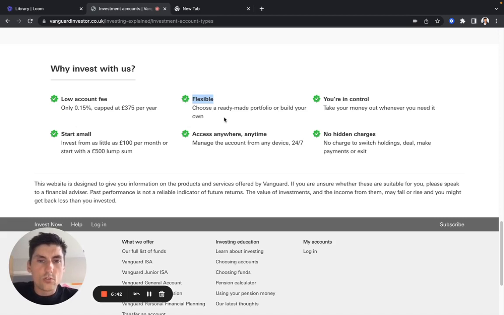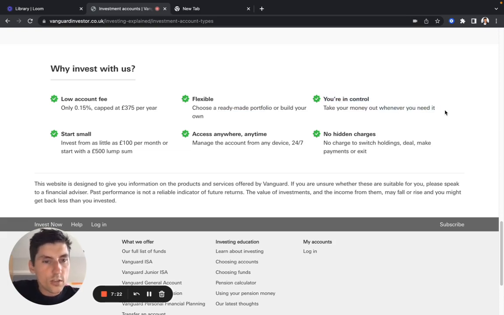Flexible in that you can choose a ready-made portfolio or build your own. So Vanguard has a number of different funds that you can choose to simply invest into, and they'll spread that money out into a variety of ready-made funds. Or you can go your own way and build your own portfolio by selecting the different funds that you might want to invest in. If you're a complete beginner, probably best to go down the route of investing into a ready-made portfolio. Something like their LifeStrategy funds are probably worth looking into.